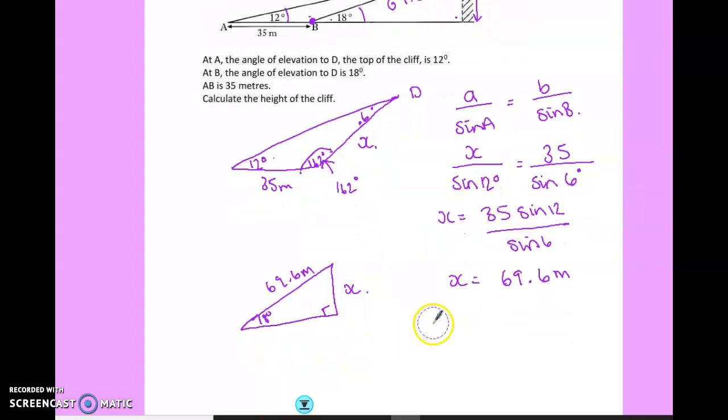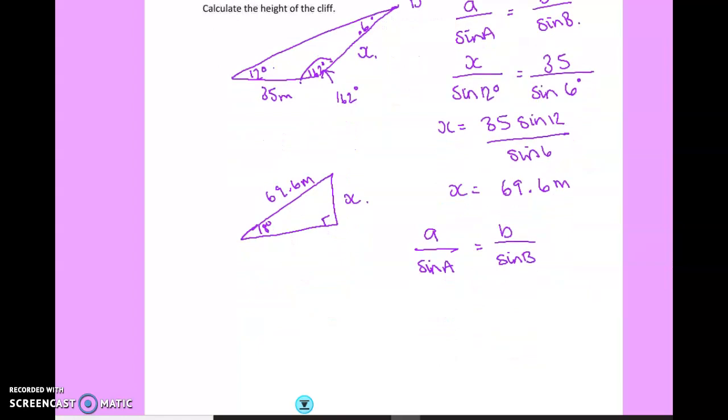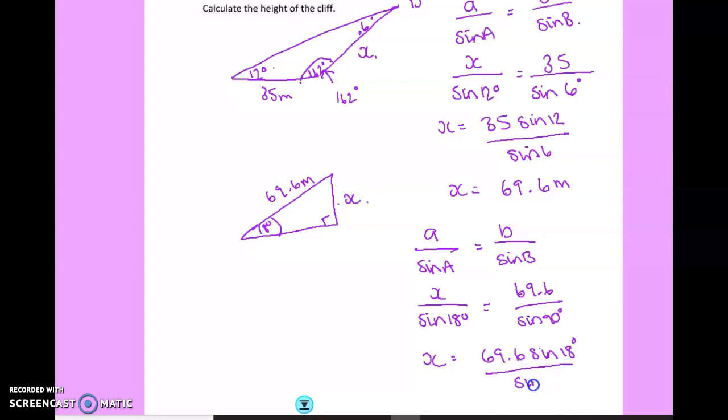Okay, so A over sine A is equal to B over sine B. Let's put some information into this. The one we're trying to find, across from 18, so x over sine 18 degrees is equal to 69.6 over sine 90 degrees. Here I'm dividing by sine 18, so I'm going to take that to the other side and times. And if you're using SOHCAHTOA, this is the line here that you'd get to, but you just wouldn't have the sine 90.